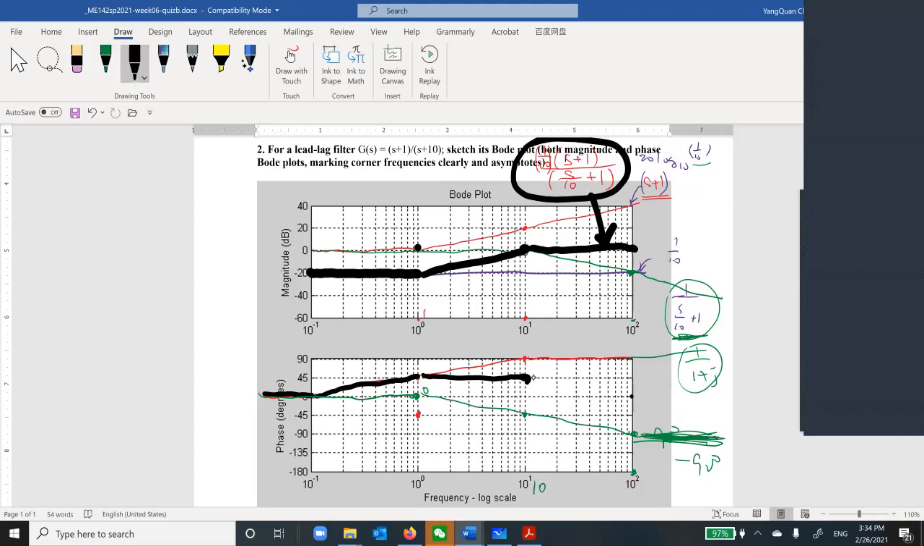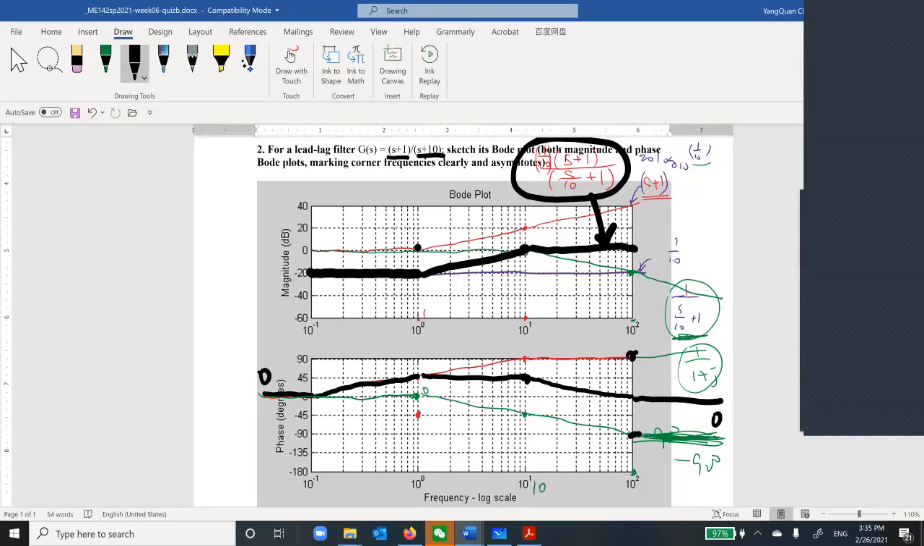We need to draw this one to here, and then you can see we should keep this one constant. Okay, because this is a constant, this is a constant. All right. So you can see here and here, this is 0 degree. This is also 0 degree, right?